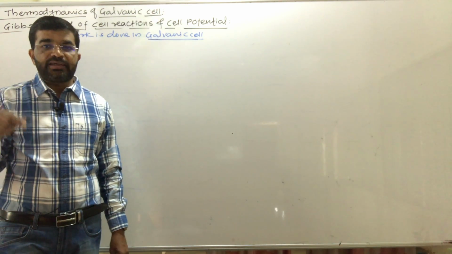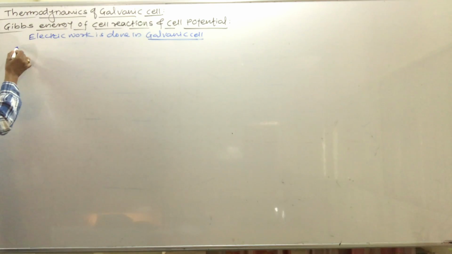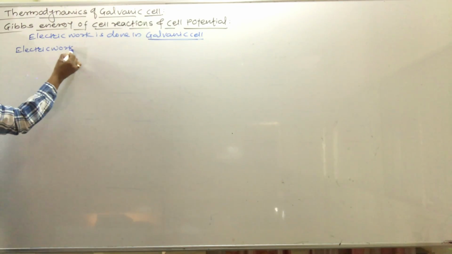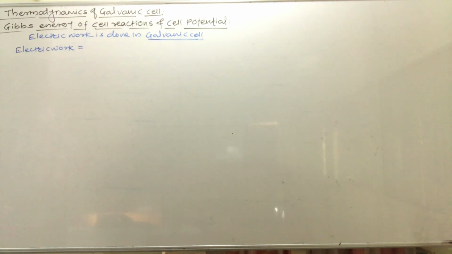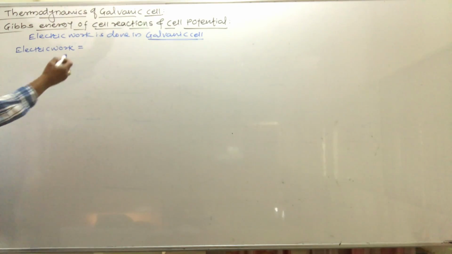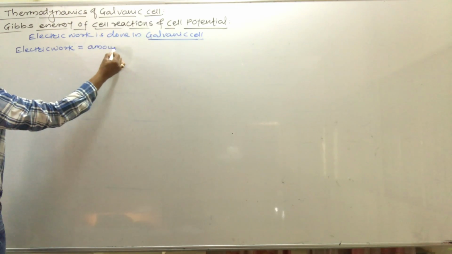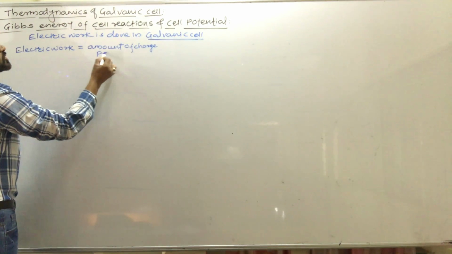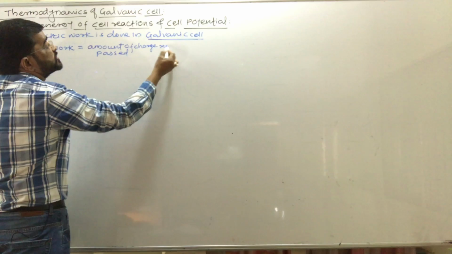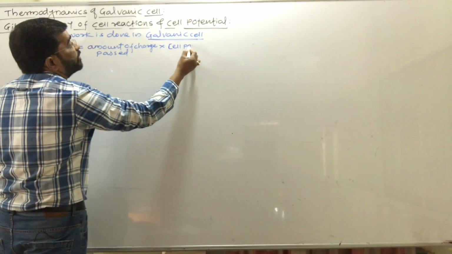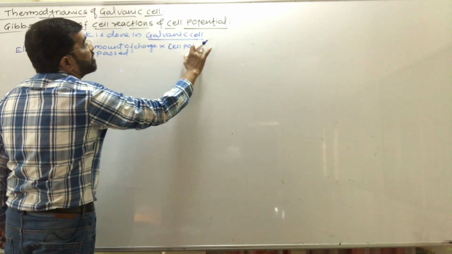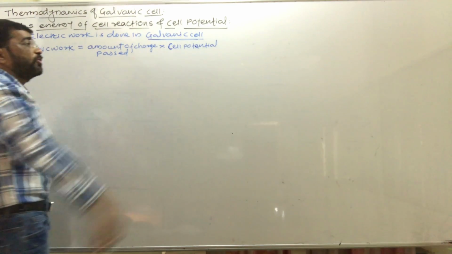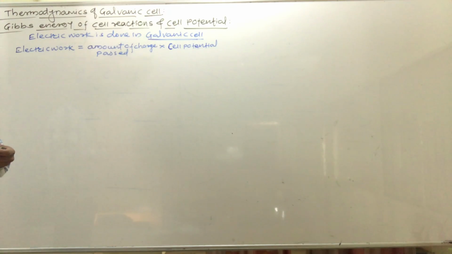So electric work in a galvanic cell is equal to the amount of charge passed multiplied by the cell potential. That is nothing but the electric work in the galvanic cell.